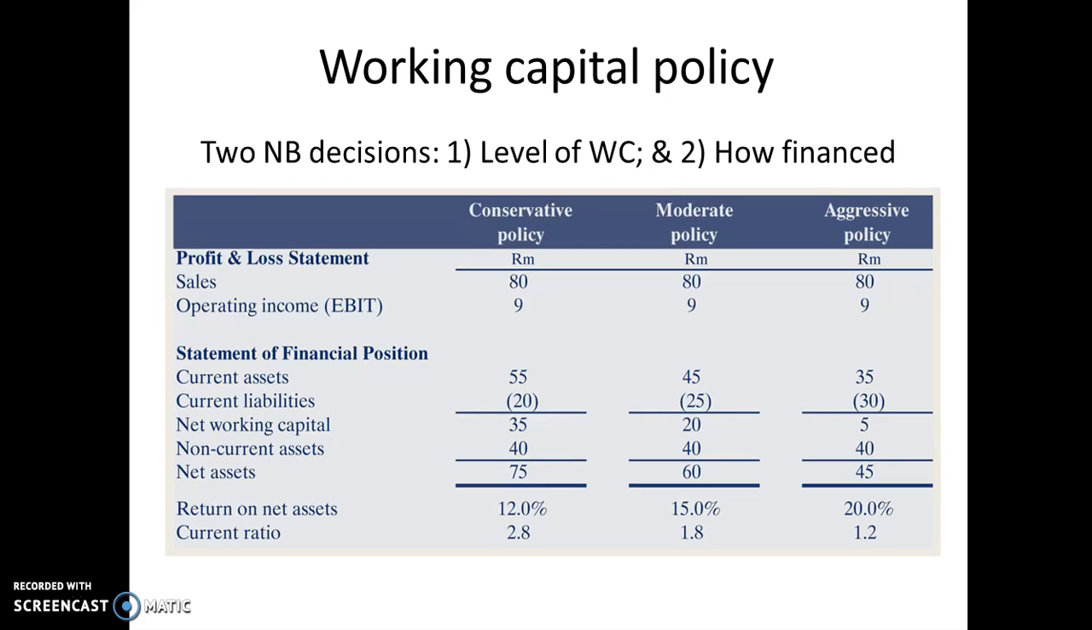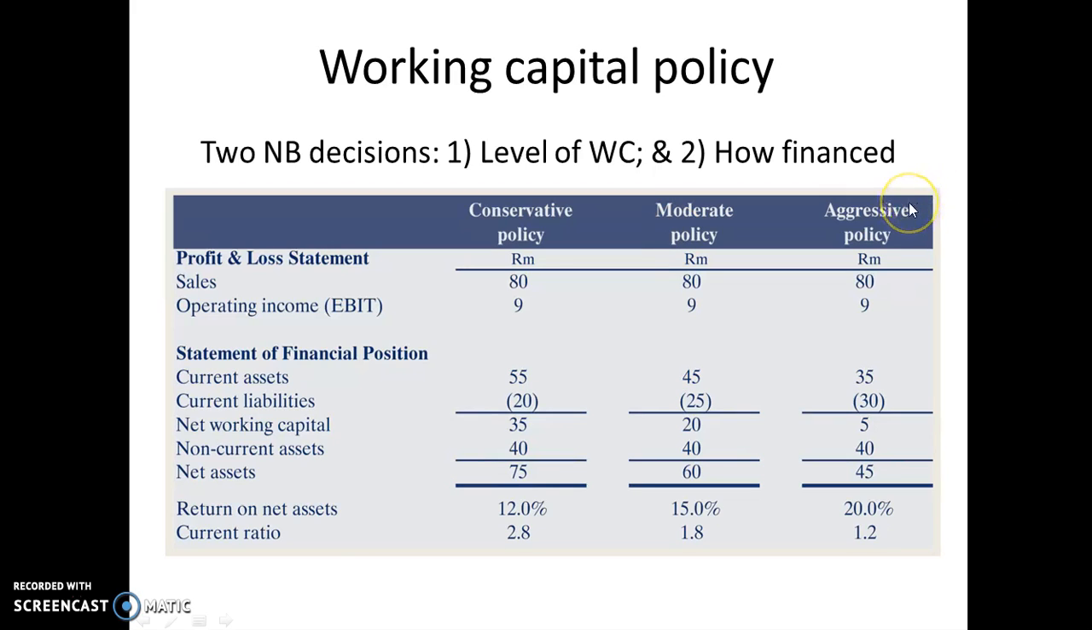So our return on assets would be the 9 million profit divided by the 75 million net assets. So that's a 12% return on assets. And our current ratio is very high because current assets divided by current liabilities is 2.3. So it's very safe, but our return is quite low.